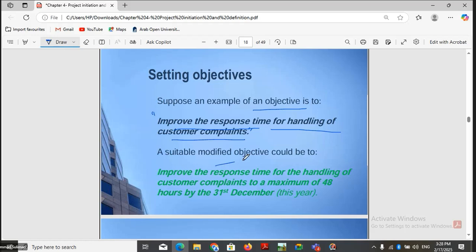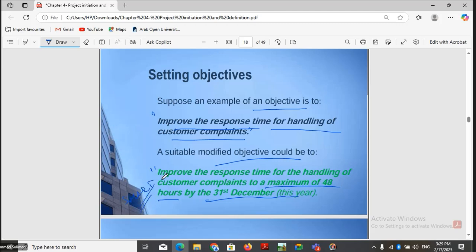But we can modify this objective to be a SMART objective: improve the response time for handling of customer complaints to a maximum of 48 hours. So now it is measurable, specific, time related, and it is achievable also by 31st December. So you can say that I can achieve this objective before 31st of December. This is what we call a SMART objective.